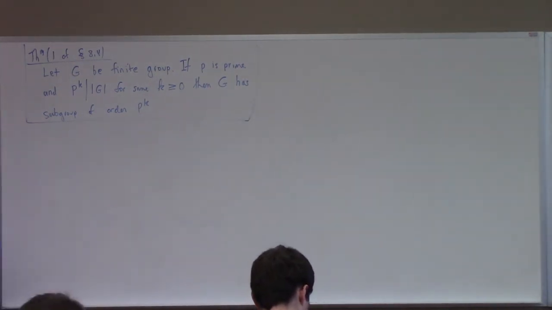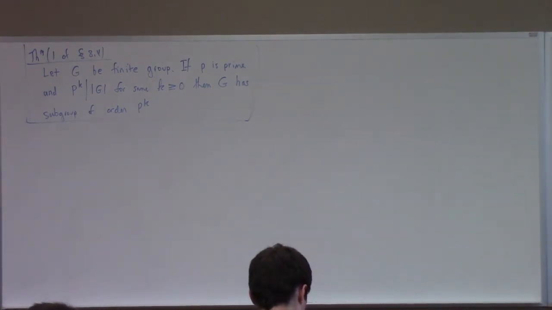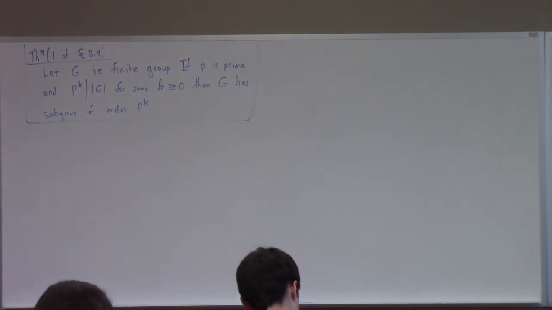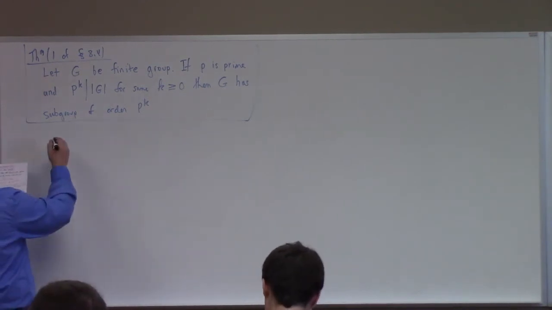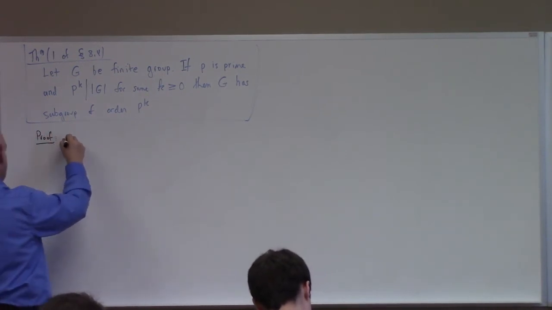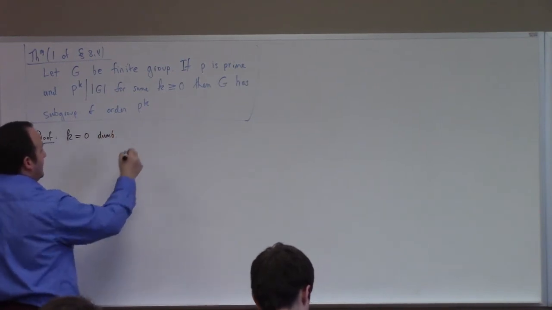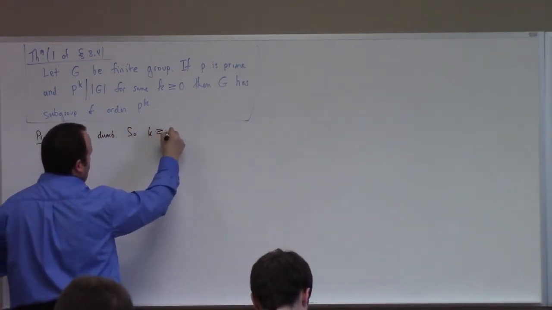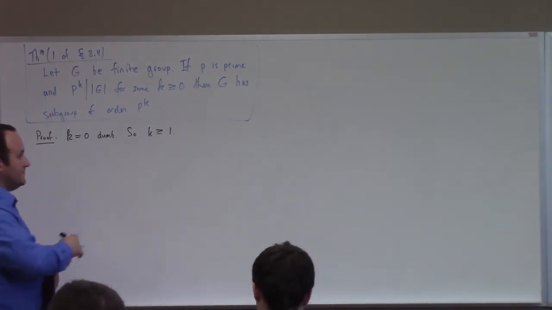All right. I think it's worthwhile for us to go through the proof of this because it's rather pretty, and I think it also helps to drive in the point that you should learn the class equation and think about using it for certain kinds of proofs. So here it is. First of all, k equals 0, dumb. So we'll suppose k is greater than or equal to 1. And the proof is going to be by induction on the order of the group.